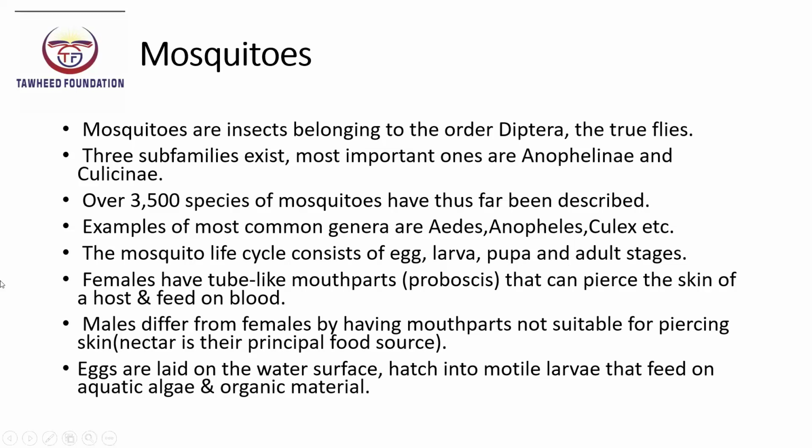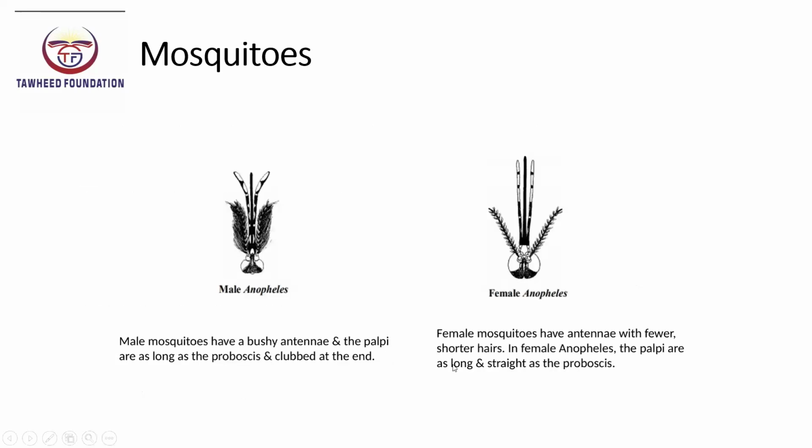Females have a tube-like mouthpart, the proboscis, that can pierce the skin of a host and feed on blood. Males differ from females by having mouthparts not suitable for piercing skin; nectar is their principal food source. Eggs are laid on the water surface and hatch into motile larvae that feed on aquatic algae and organic material. So this is the example of male Anopheles and female Anopheles.